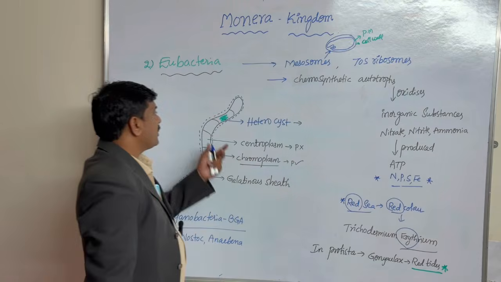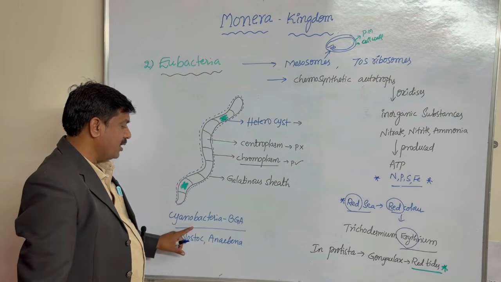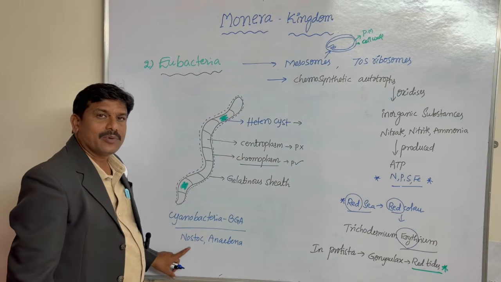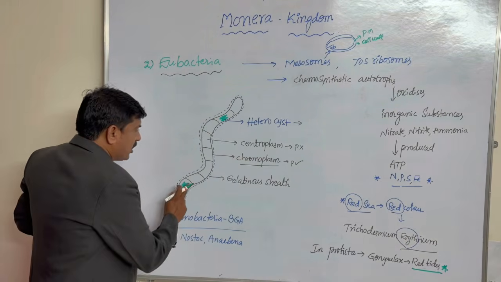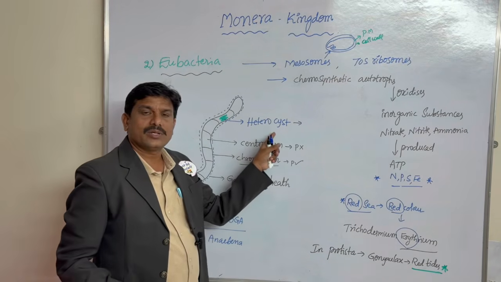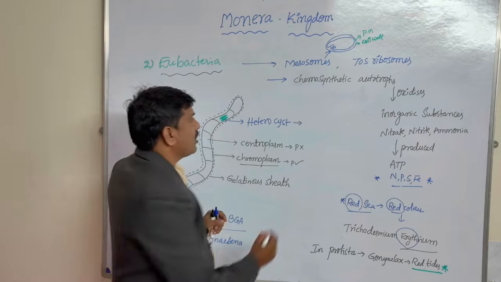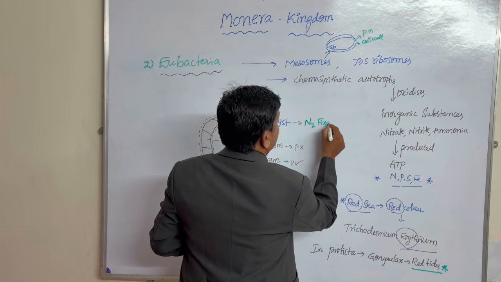And this is blue-green algae, like cyanobacteria. The best examples are Nostoc and Anabaena. In these cyanobacteria, some have heterocysts. What is the use of this heterocyst, sir? It is very useful for nitrogen fixation.